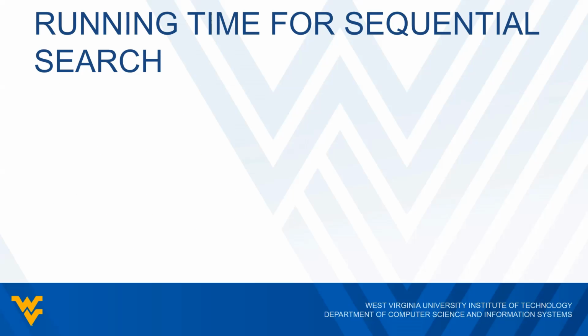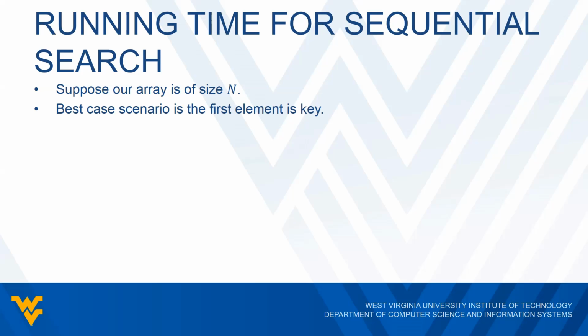So what's the running time for sequential search? Well, let's suppose our array is of size n. And let's look at the 3 different scenarios that we talked about before. The best case scenario would be that the first element is the key. So this is just going to take constant time because we just do one comparison, it's there, and we're done.